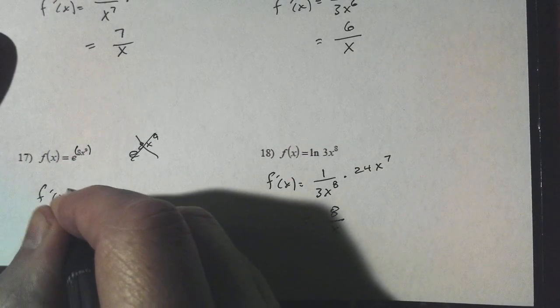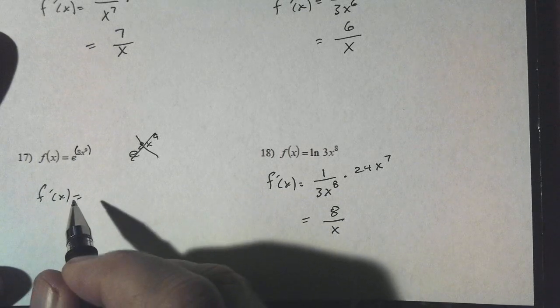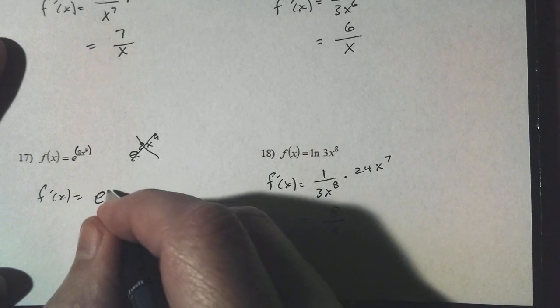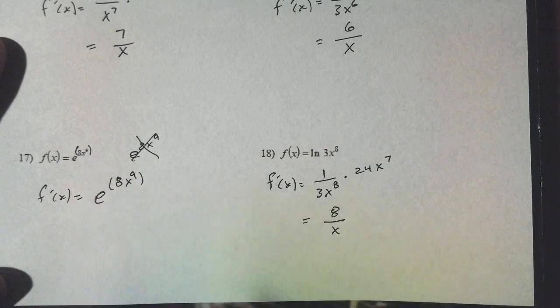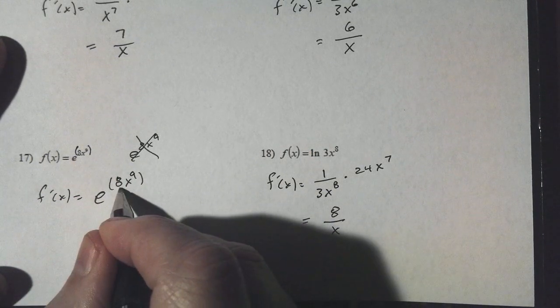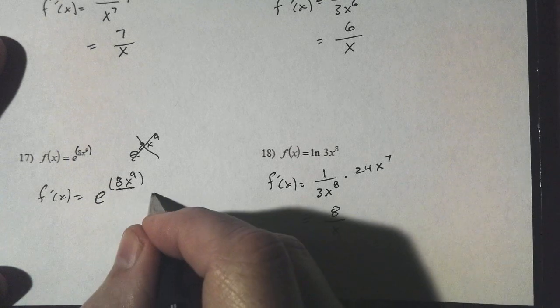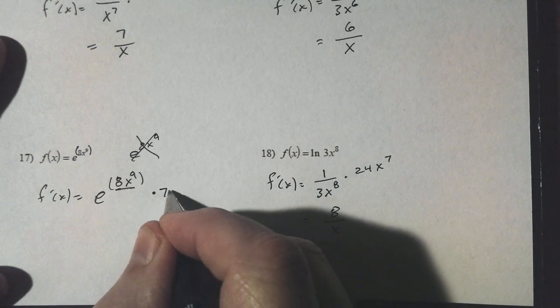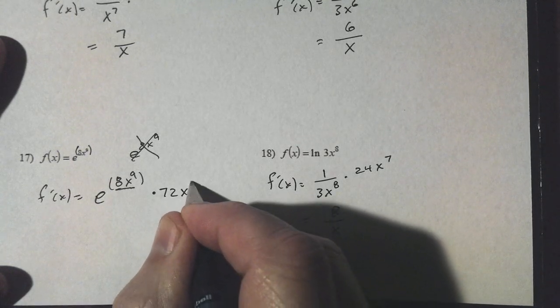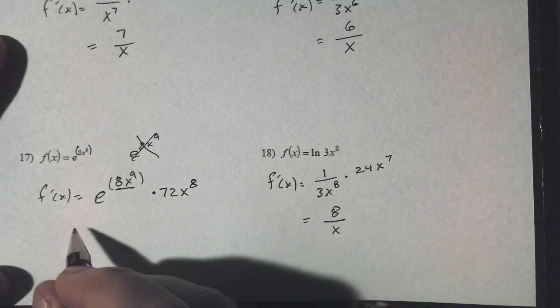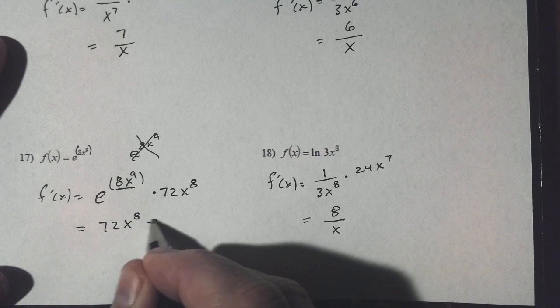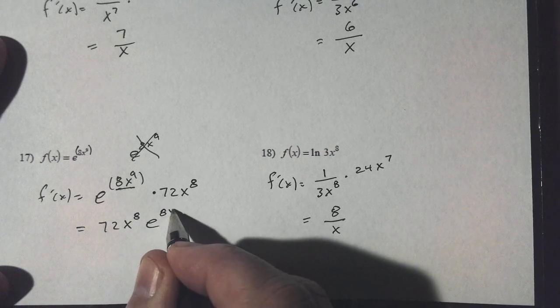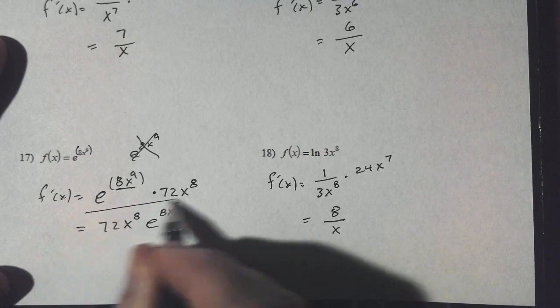So f prime, treat the mama, the derivative of e to the is e to the. But now we need to treat the baby, so times 72x to the 8th. So we end up with 72x to the 8th, e to the 8x to the 9th.